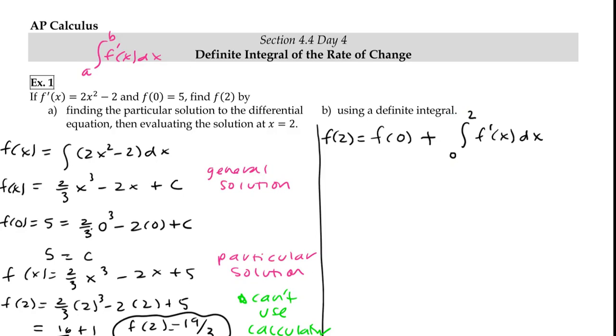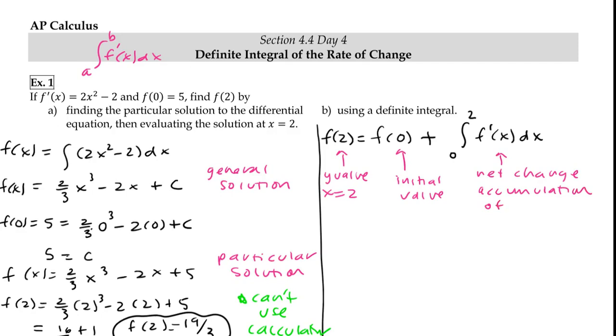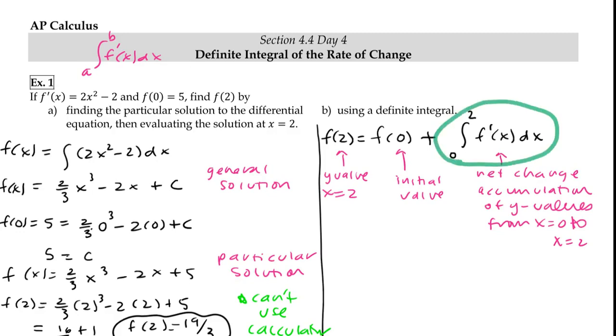So let's take a couple notes about this. This is the y value at x equals 2. This is going to be my initial value. So f of 2 is how much I ended up with at 2. F of 0 is what I started with. And this interpretation is my net change. It's the accumulation of y values from 0 to 2. Okay, this is going to be my accumulation. This is like my $100 that I got for doing my math problems.